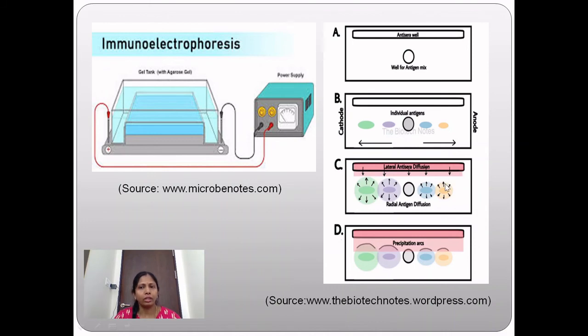At a point where these two interact and are found to be complementary, they undergo precipitation, giving rise to whitish precipitation arcs. By comparing these arcs to a set of standards, we can identify the different types of antigens that are present in the sample. So, immunoelectrophoresis is generally a qualitative procedure.